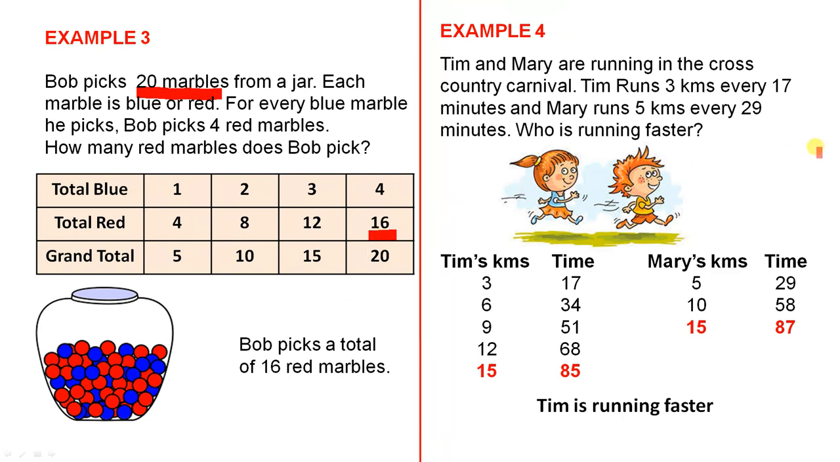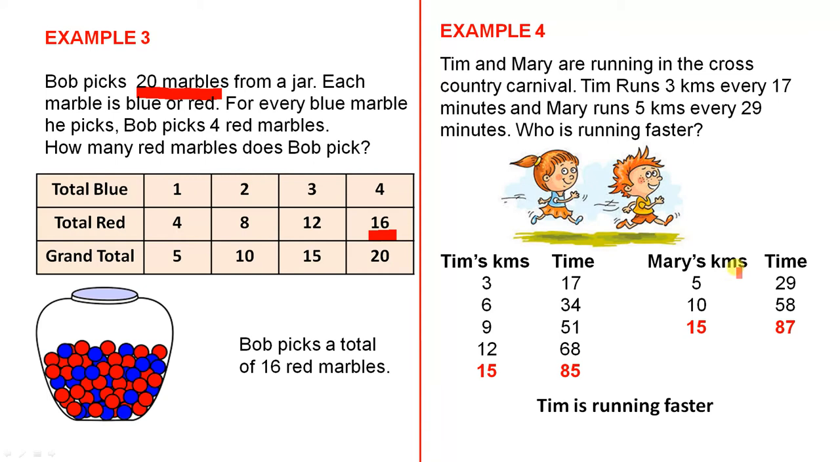Example 4. Tim and Mary are running in the cross-country carnival. Tim runs 3 kilometres every 17 minutes and Mary runs 5 kilometres every 29 minutes. Who is running faster? So, when Tim runs 3 kilometres, that takes him 17 minutes. After he does 6 kilometres, that takes him 34 minutes. 9 kilometres, total of 51 minutes. 12 kilometres for a total of 68 minutes. 15 kilometres for a total of 85 minutes.